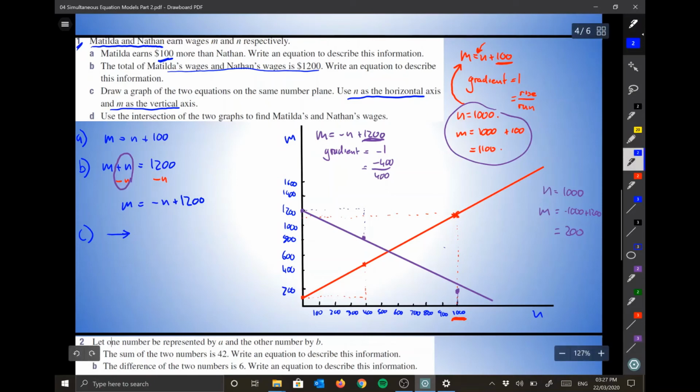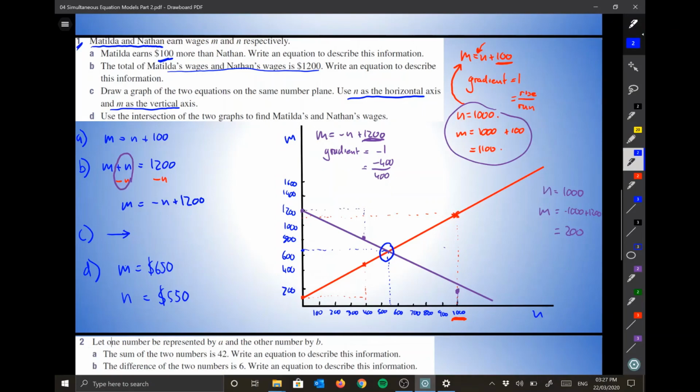Now we've finished drawing our graph, we can answer part D. Use the point of intersection of the two graphs to find Matilda and Nathan's wages. So the point of intersection is here. To find Matilda's, we read across from this point to here. It's not quite halfway, so I'm going to say it's 650. And we're going to read down to Nathan's wage. I think that's pretty much exactly halfway, so we'll say that is 550.